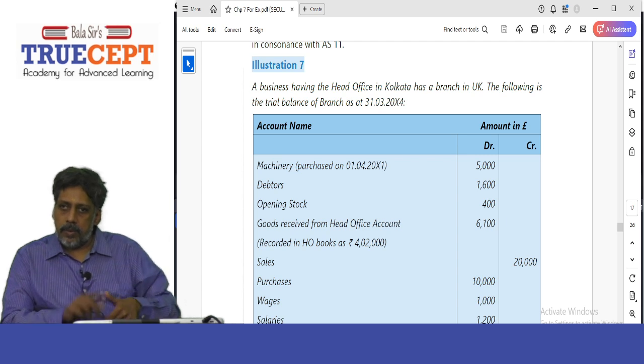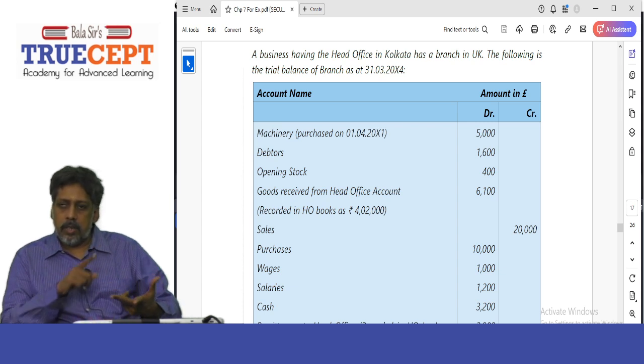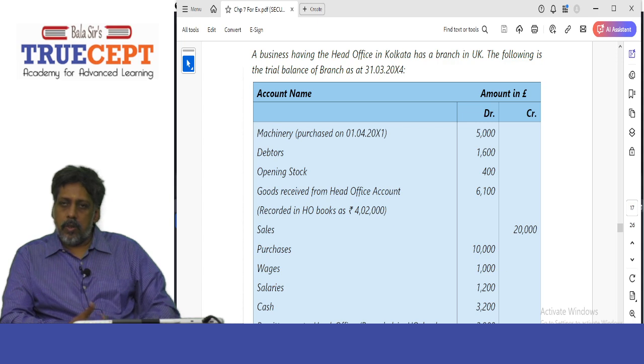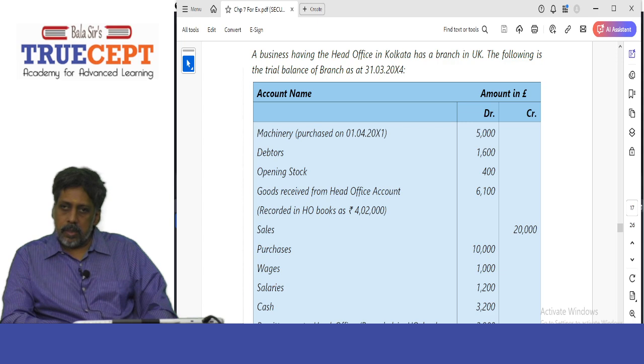Yes, a trial balance is given to you: account name and amount in pounds. Machinery purchased on 1st April 20X1 for 5,000 pounds. Next, debtors 1,600 pounds. Opening stock 400 pounds. Debtors should be the closing debtors as on 31st March. Then goods received from head office account 6,100 pounds, recorded in head office books as 4,02,000 rupees.